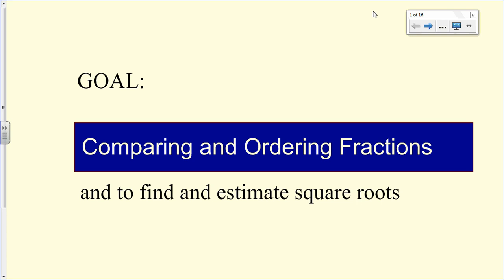Hi everyone. Today's goal is comparing and ordering fractions, also called rational numbers, and to find and estimate square roots.